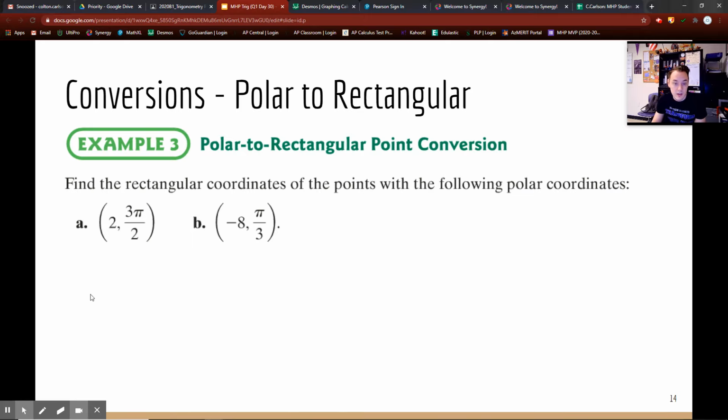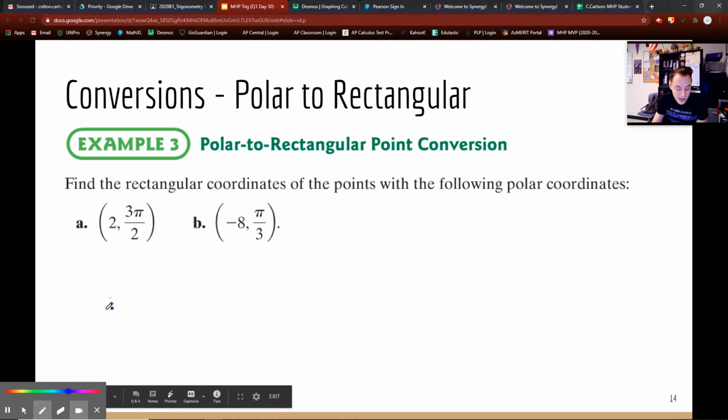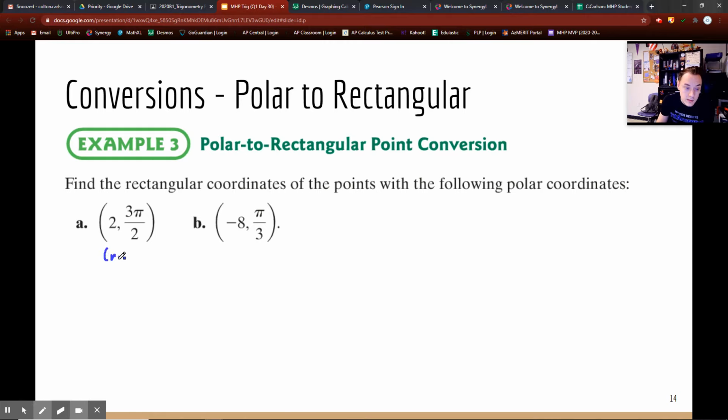So find the rectangular coordinates of the 2 points. Let's go to town. I first have to realize that this is r, and this is also theta, okay? So that means I'm going to be finding 2 different things. First, finding my x-coordinate, which is r times cosine of theta. And then the second thing I want to find is y, which equals r times sine of theta.